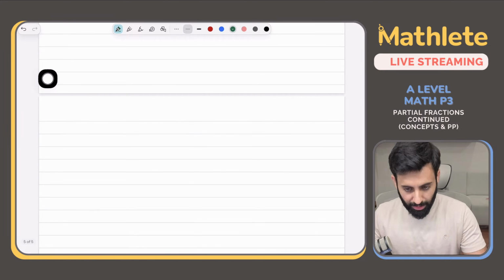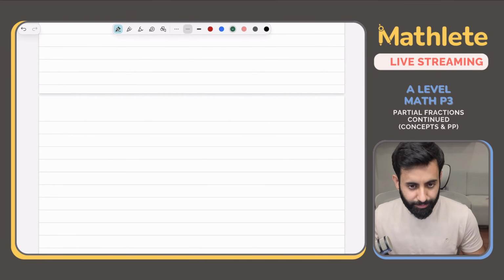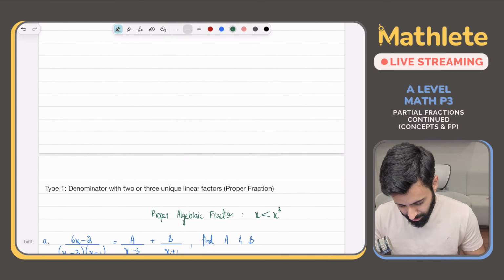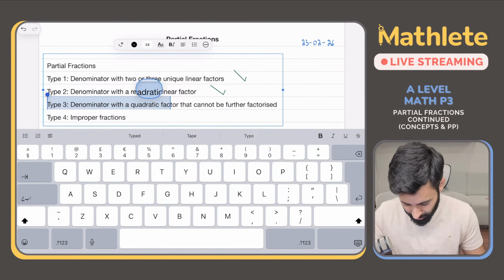Okay. Now we're going to do type 3. Let's see what type 3 is, and we're going to do some past paper questions of type 3, and then we're going to do type 4 as well. Okay. So type 3 is where the denominator is such that it cannot be factorized further. Okay, that's type 3.